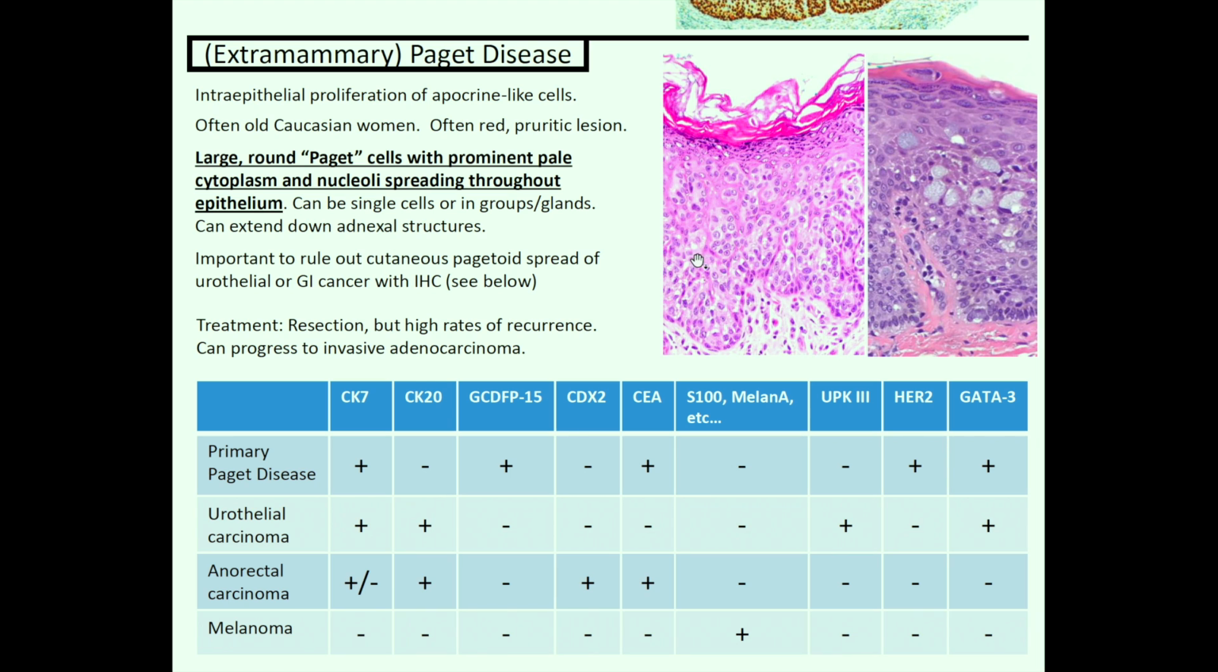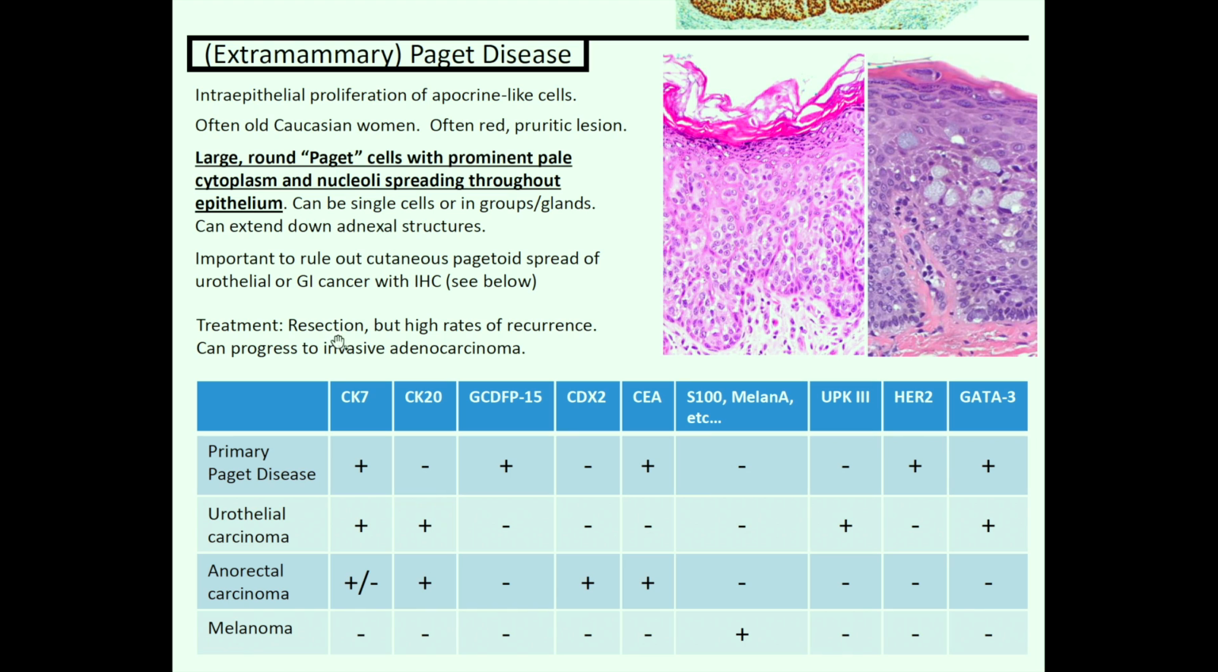So in an entity like this, you would want to rule out, is this just pagetoid spread of a nearby urothelial or GI cancer? To do that, you would want to look at various IHCs. Some of those include CK7, CK20, GCDFP15, CDX2, CEA, and more.